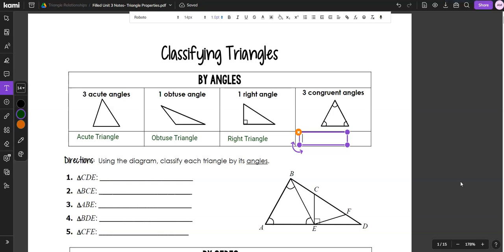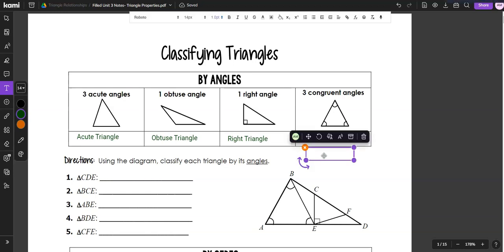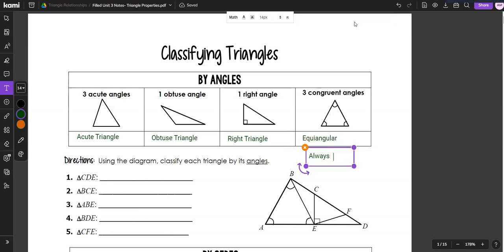And finally, when we have 3 congruent angles, we call that equiangular. Or equiangular, it doesn't matter how you pronounce it, as long as you know that 3 congruent angles is equiangular. One thing to remember is anytime you have an equiangular triangle, the angles are always 60 degrees. Okay? They are always 60-degree angles. You can put that as a note or you don't have to, but it's not a bad idea.